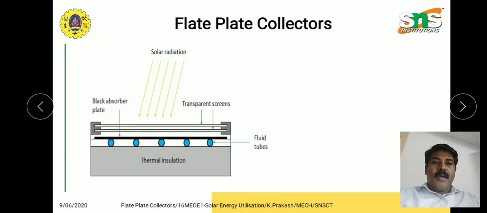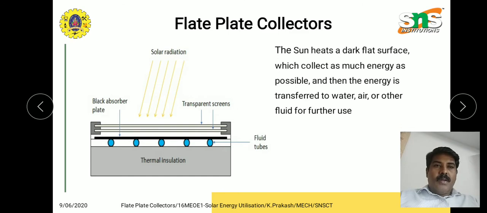So here this is thermal insulation, so the heat does not get lost outside these boxes. Now here what happens is, when the solar radiation falls on these transparent screens, it allows the solar radiation to get inside. This black surface absorbs the solar radiation.